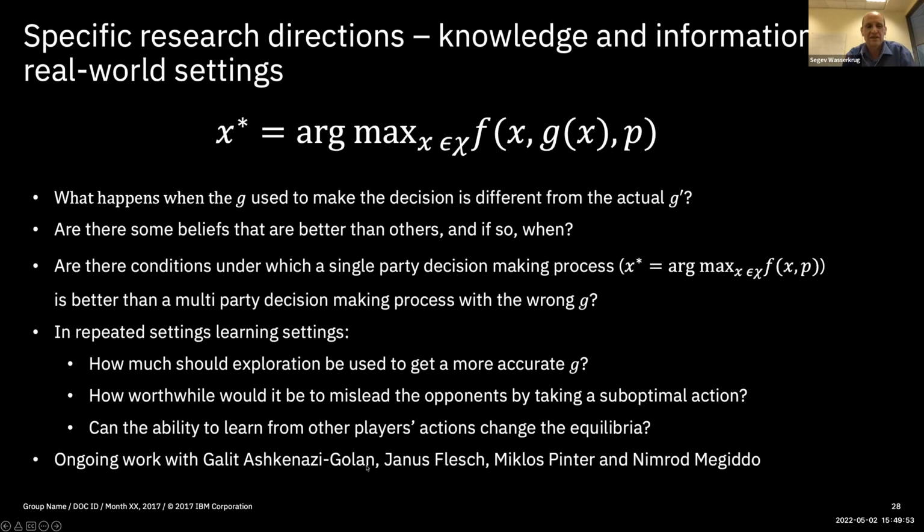Another direction, again joint work with Galit, Janos, Miklos, and Nimrod Megiddo: specific knowledge and information in real-world settings. What happens when different players have different models of this G function that I mentioned, right, of how players will react to my decisions? Are there some beliefs, some models of G, that are better than others?